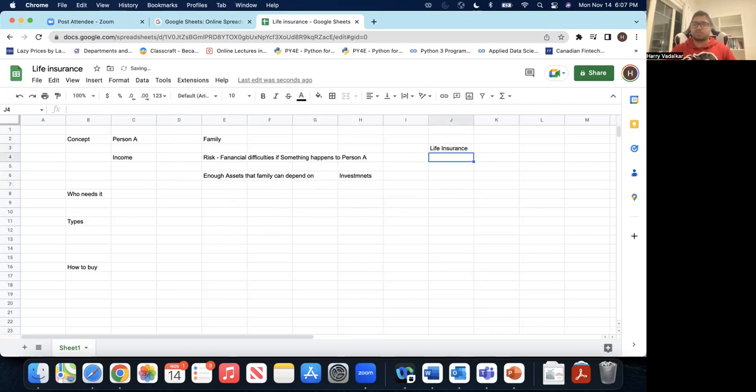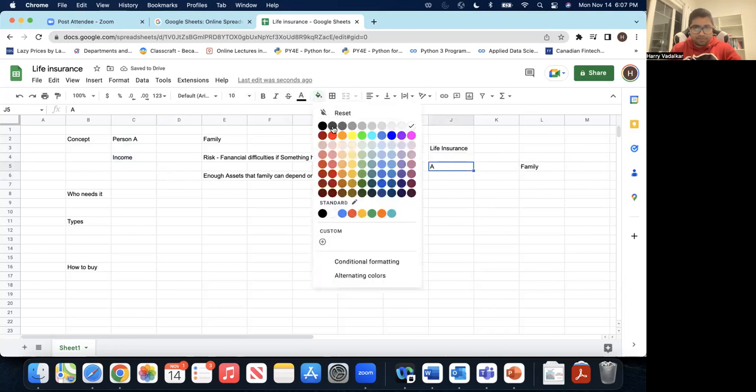So what is life insurance? In a life insurance policy, you as person A pay a small premium to a life insurance company. Against that premium, the life insurance company agrees to pay the family if something goes wrong. So once again, there is person A, there is the family, and there is the life insurance company.